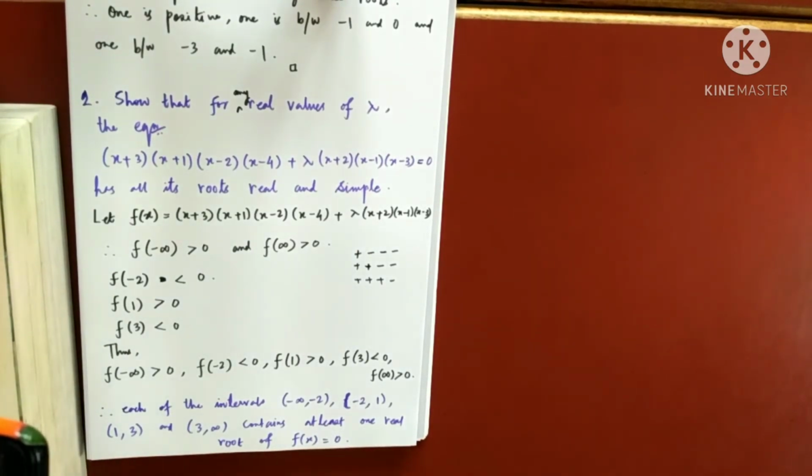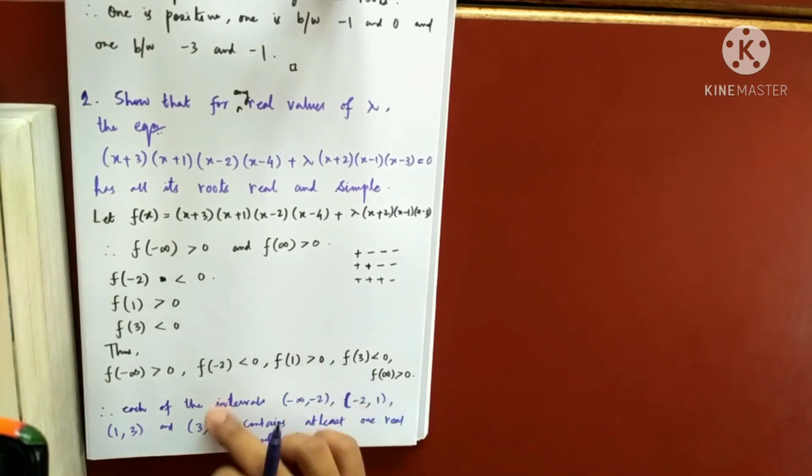So again, with the same argument, I can remove this "at least" and say exactly, just because the degree of the equation is 4 and I have got 4 different intervals containing at least one root. So what can I say? Each interval has exactly one root. So thus I'll just conclude this way.